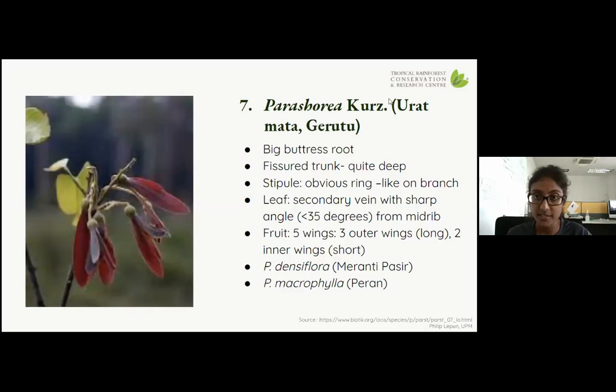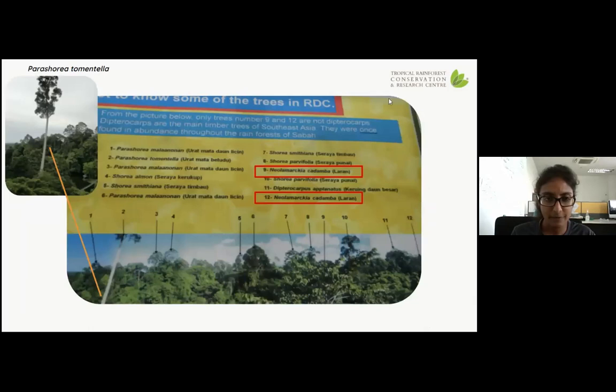So in this photo that was taken in Sabah, out of these 12 species, only two do not belong to the Dipterocarp tree group. And out of these 12 species, you can see Parashorea tomentella, with this whitish trunk at the front. And you can also find Parashorea malaanonan.